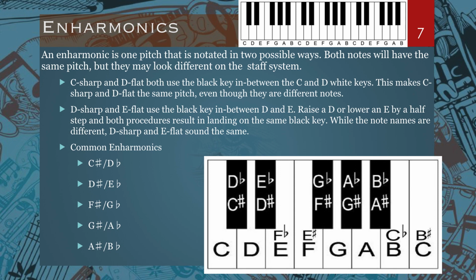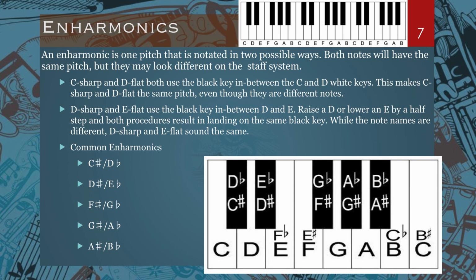One example, if you look at C sharp on the piano keyboard below, C sharp and D flat both use the black key in between the C and the D white keys. This makes C sharp and D flat the same pitch, even though they are different notes. So if you're going from D down to C and you want to play the note in between, you might choose to use D flat. If you're going up from C to D, you might choose C sharp.